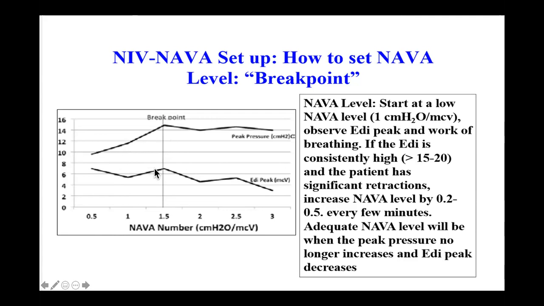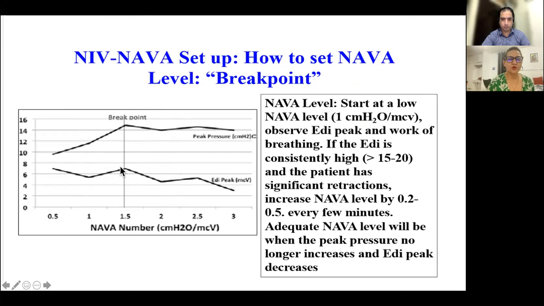And when you are increasing this NAVA level, what is happening? The EDI peak has increased. So you keep increasing the NAVA till the EDI peak is no more increasing, it's coming back down, and your pressure is no more increasing. That is the break point where you will keep the NAVA. So when the peak pressure no longer increases and the EDI peak starts decreasing, this is the break point where you will keep the NAVA level.